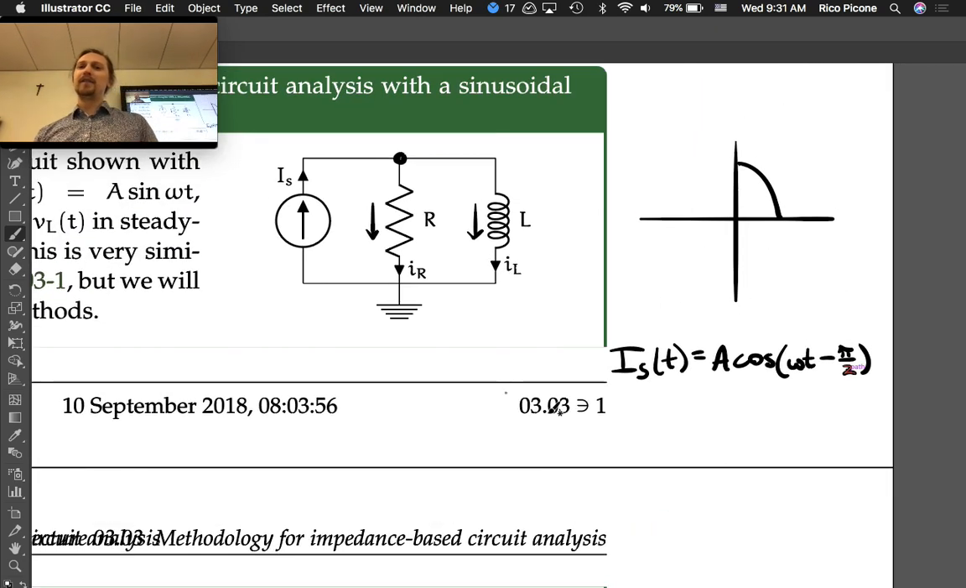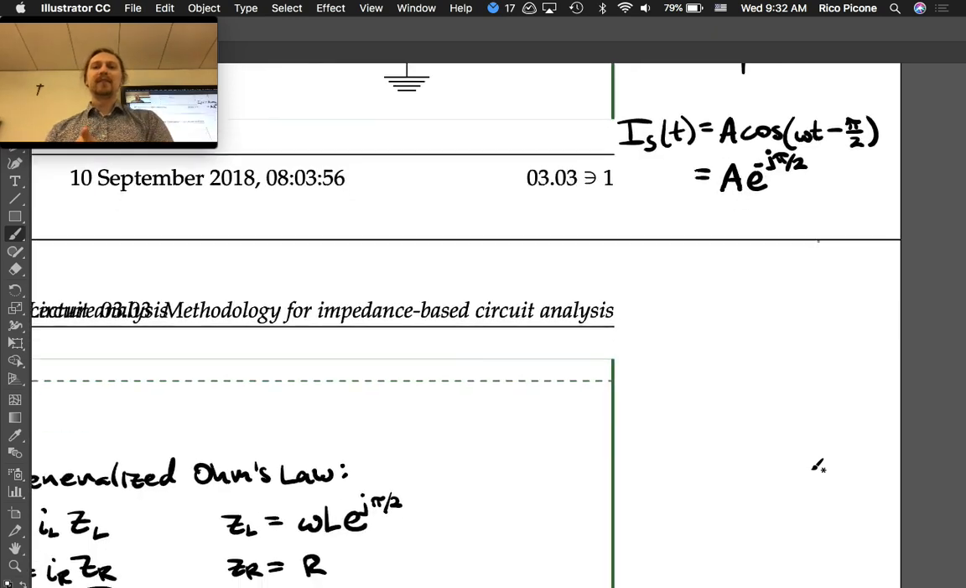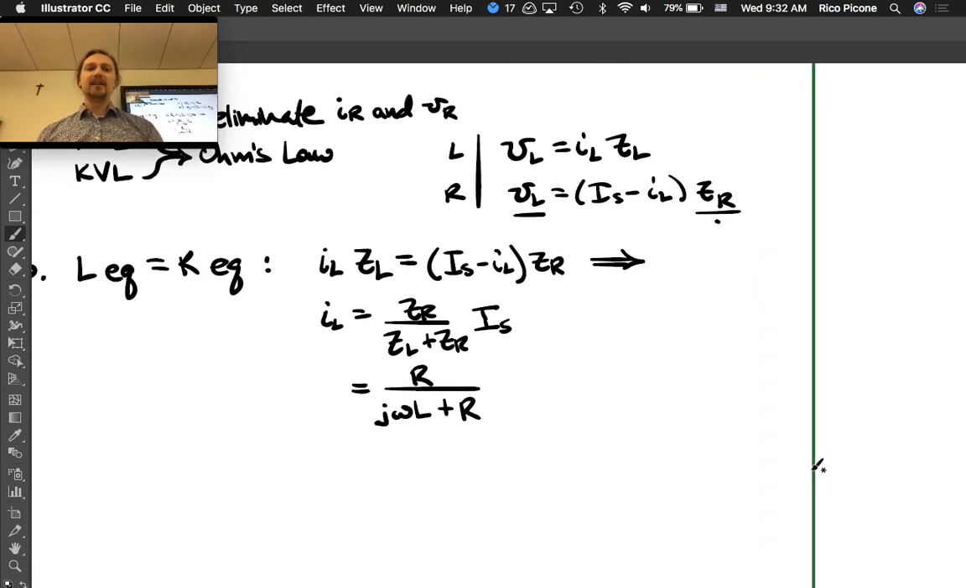So if this is the trigonometric form in terms of cosine, then what is the phasor? It's A e to the what? Minus j pi over 2. Great, so we've got our phasor form. So let's plug in our IS now. So it's A e to the minus j pi over 2.